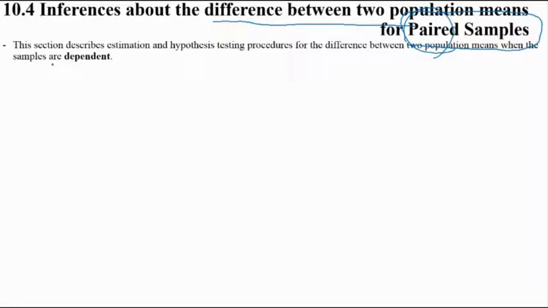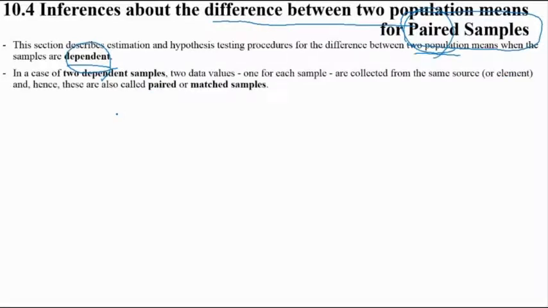Today we're going to talk about something different: the difference between two populations. What about? Paired sample. So what's the paired sample? Before, we talked about independent samples. Now it's dependent, only the difference. So for the sample, we describe estimation and hypothesis testing for the difference between two population means, dependent, which means the same sample.